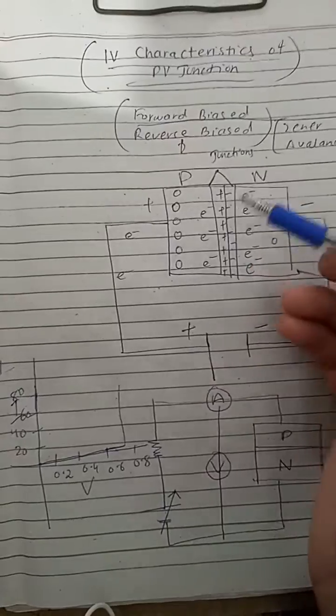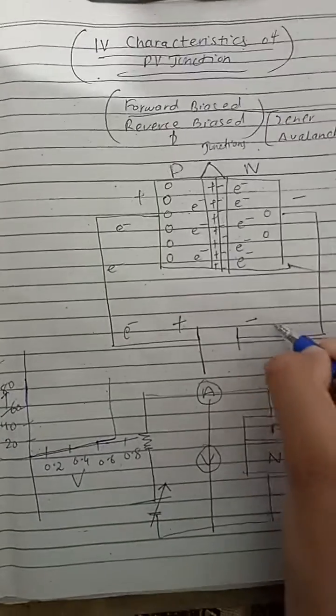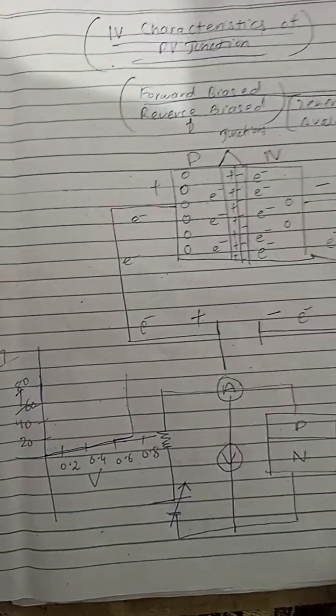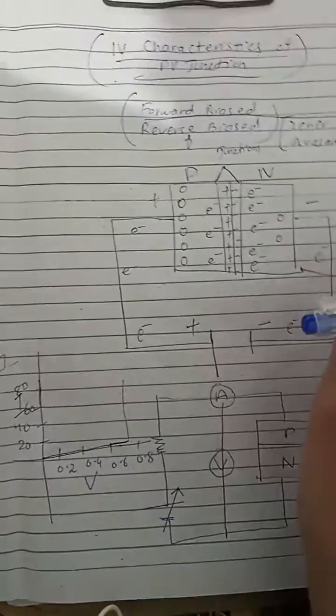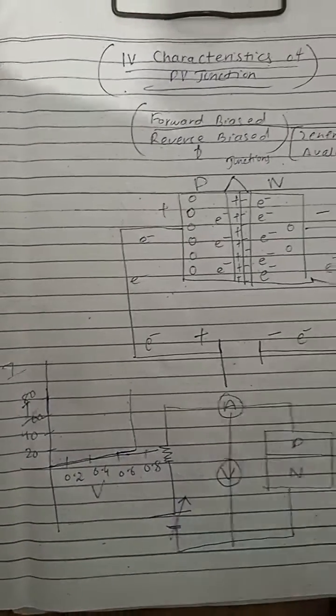So the electrons will now flow and come to the holes, and the potential difference is already there, so they will keep on flowing. So this is how the current value is increasing.